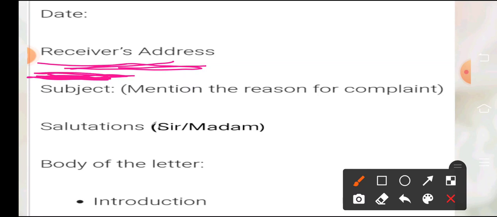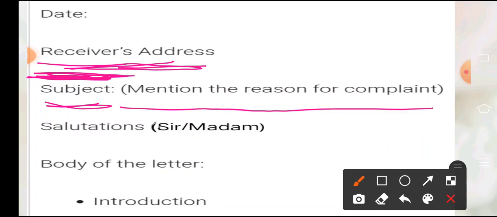Okay, and then after that you will write the subject. In the subject you have to mention the reason for the complaint, so that the reader comes to know what the letter is about. When he or she reads this subject, it should be clear what the letter is about. Here I will give you one piece of advice: you will not write 2 to 3 sentences. Some students are in the habit of writing 2 sentences in the subject itself. That is not advisable.